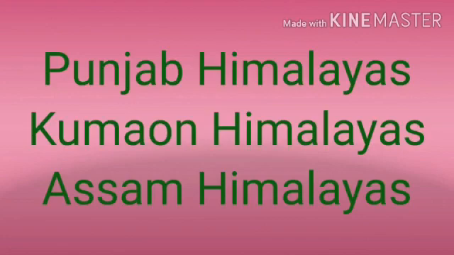Students, which part of Himalayas has been traditionally known as Punjab Himalaya? Yes, the part of the Himalayas lying between the Indus and Sutlej has been traditionally known as Punjab Himalaya. Students, what are Kuman Himalayas? Yes, the part of the Himalayas lying between the Sutlej and Kali rivers is known as Kuman Himalayas. Students, do you know where are Assam Himalayas located? Yes, Assam Himalayas are located between Tista and Dihang rivers.